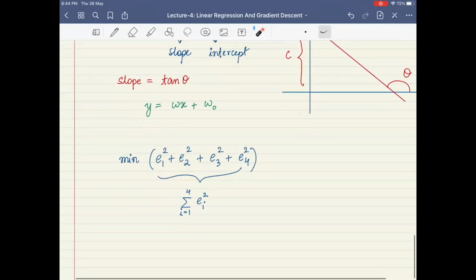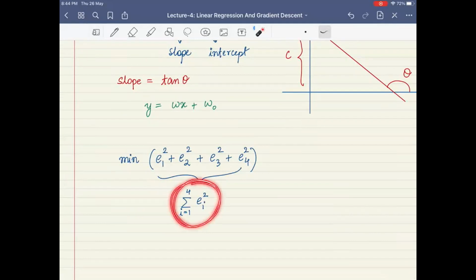So let's come back here. This E1 squared plus E2 squared plus E3 squared plus E4 squared can be succinctly written like this: sum of Ei squared. You need to put first i equals 1, that's E1 squared, then i equals 2, E2 squared, then 3, E3 squared, and then 4, E4 squared. So 1 to 4.